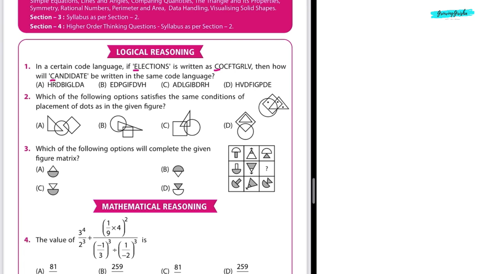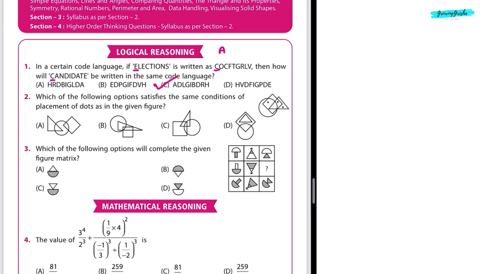So similarly, first letter of candidate is C. Before C, B comes and before B, A comes. That means A will be the first letter. A being the first letter is given in option C only. So option C will be the correct answer.